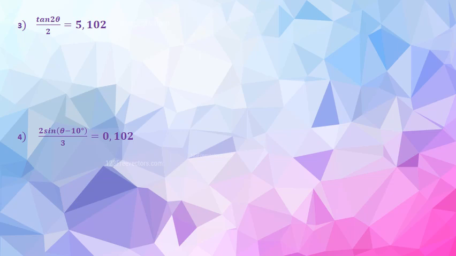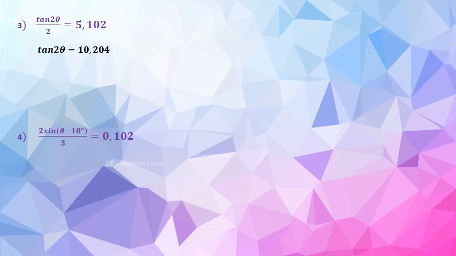So if we remember normal solving equations, to get an x all on its own, if it's being divided, we're going to multiply by 2 on both sides. So tan 2 theta is going to be 5,102 times 2, which gives us 10,204.